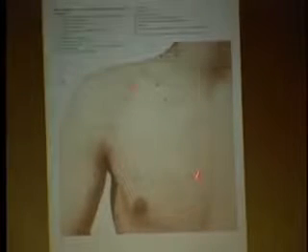All right, what muscle's beneath here? Pectoralis major. Did you all say it? Did you all know that's the pectoralis major? I didn't see you say it. Did you say it? You did? I didn't see you.